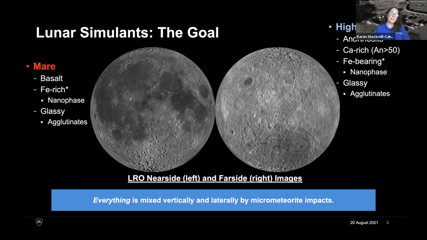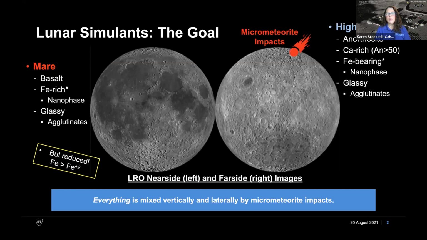And so I think the important thing to remember is that nothing is going to be pristine on the surface of the moon because it's unprotected by atmosphere. And so everything is mixed vertically and laterally by the micrometeoroid impacts. I just wanted to remember to point out that the iron is reduced. So there's not very much iron 2+. It's mainly native iron, unlike what we have here on Earth. And we have a lot of processing by micrometeorite impacts and by solar wind processes. So these are contributions that we wouldn't necessarily see in terrestrial rocks.